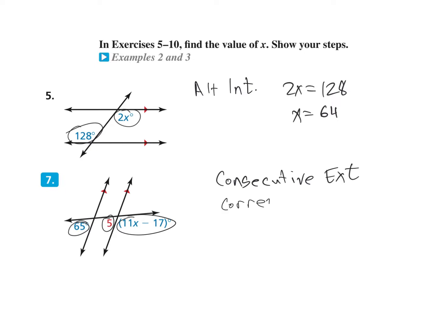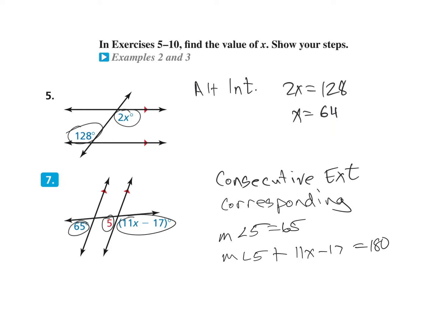Now, you don't have to name what you're doing, but you should be saying it every single time. Otherwise, you are really going to be hurting knowing how to do the proofs and the things we need. So the measure of angle 5 is equal to 65 because of corresponding angles. And then the measure of angle 5 plus 11x minus 17 is equal to 180 because they are a linear pair, supplementary angles. So 65 plus 11x minus 17 equals 180.